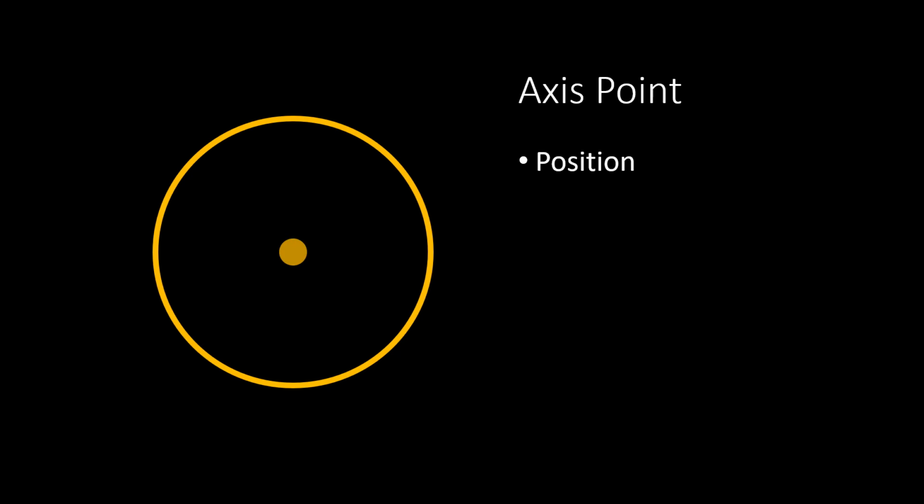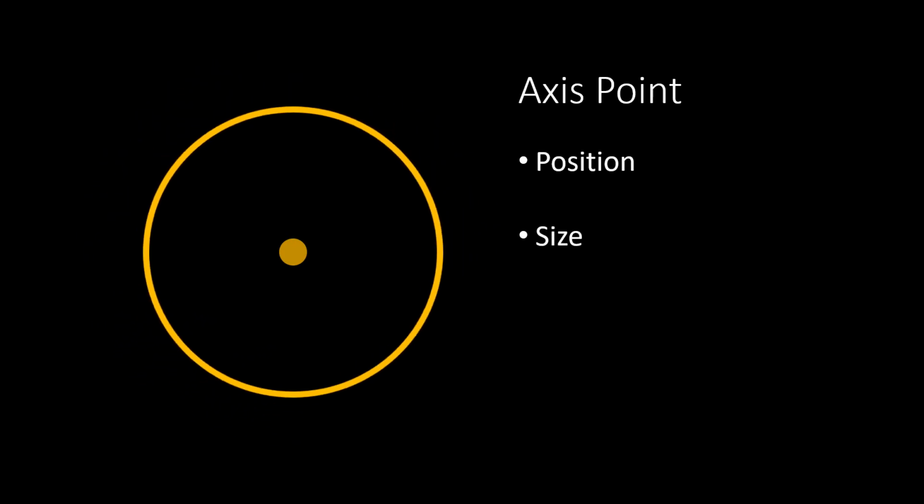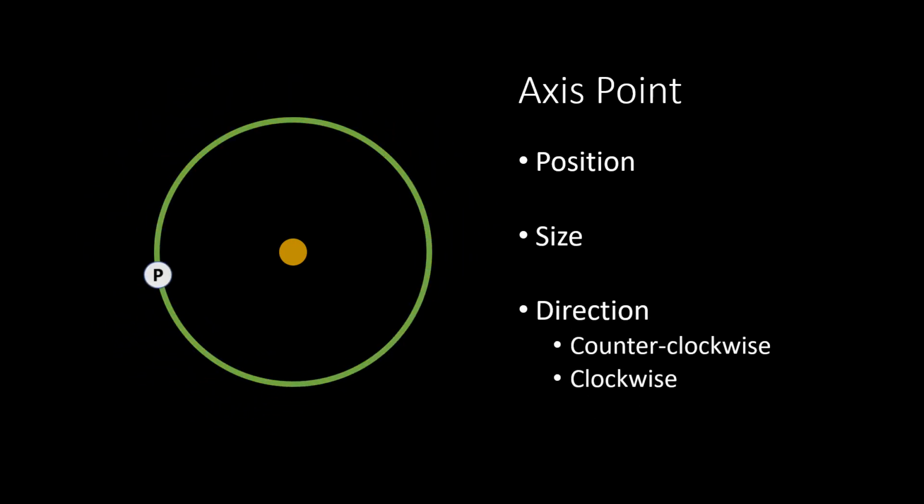You define the circle using an axis point. An axis defines where the circle is placed, how large it is, and which direction the player will travel along the circle. We'll go over all that later. But a track is a series of these circles. So we'll just place one here, one over there, and a few more over there.